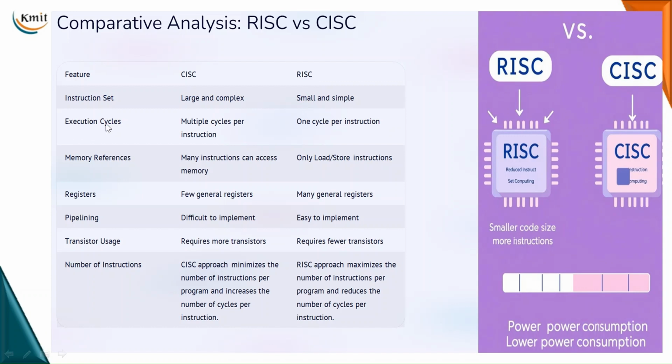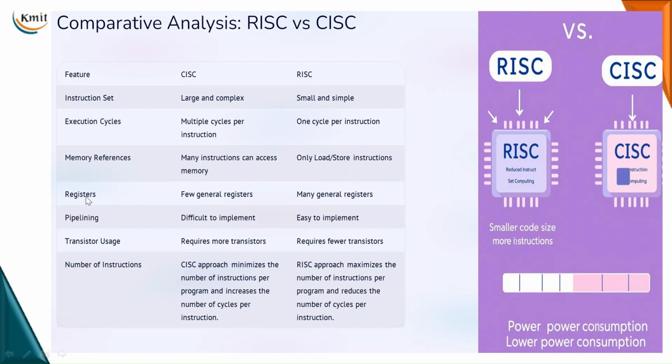Next, coming to execution cycle, CISC instructions take multiple clock cycles to execute, whereas the RISC instructions, since they are simple, require only one clock cycle per instruction. And coming to memory references, many instructions can access the memory in the case of a CISC architecture. Only load and store instructions can access the memory in the case of the RISC approach.